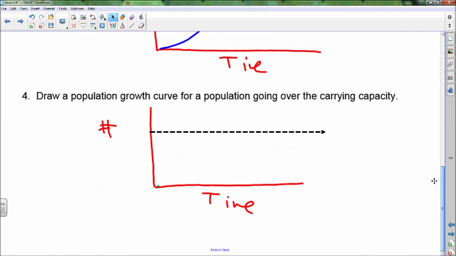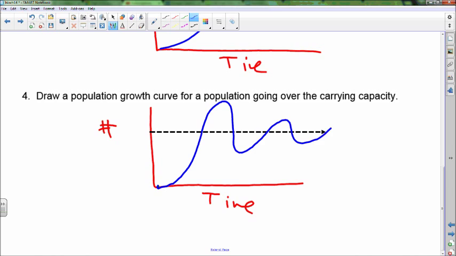And then finally, here we have to draw a population growth curve for a population going over the carrying capacity. Yesterday we talked about the r-type strategists that are going to blast by. So you can draw something like this, or maybe it's more gradual, something like this, and then come down, whatever. But after it goes past the carrying capacity, we know it's going to crash because there are going to be more organisms alive than the environment can actually hold. So there's going to be a lot of death and a lot of organisms that don't survive.